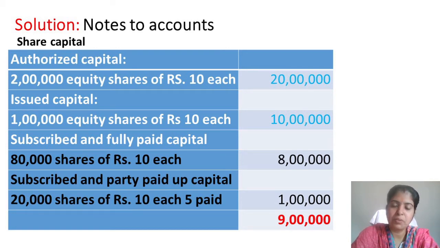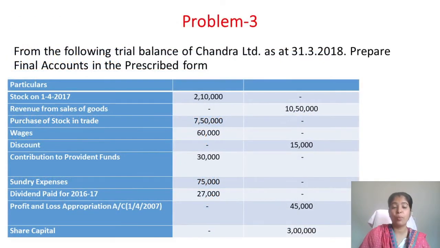Now subscribed and partly paid up capital is regarding the 20,000. On 20,000, instead of getting 10 rupees, we got only 5 rupees paid by the investors. So what can we find? 20,000 into 5 will be 1 lakh. So subscribed and paid up capital is nothing but 9 lakhs. In the sense, 8 lakhs plus 1 lakh is 9 lakhs. See the solution for problem number 3.